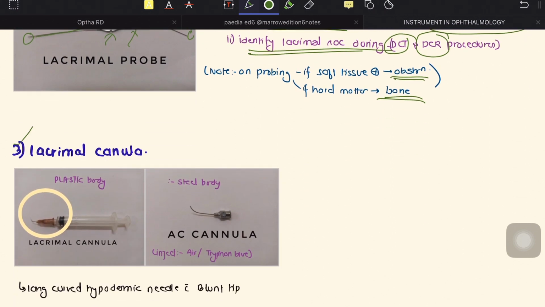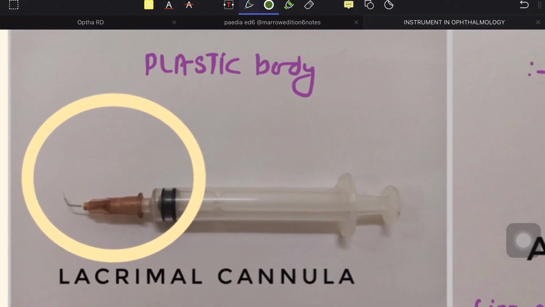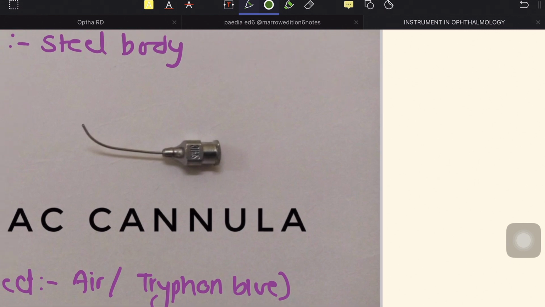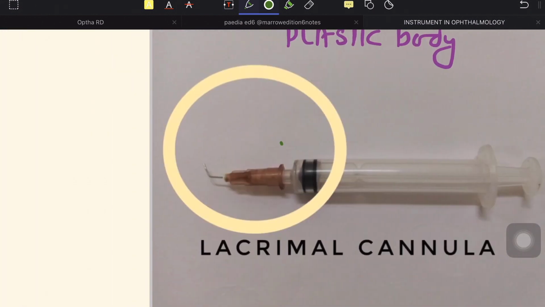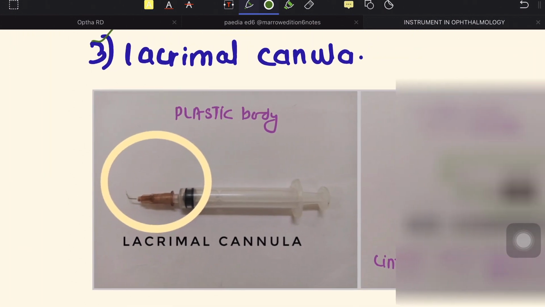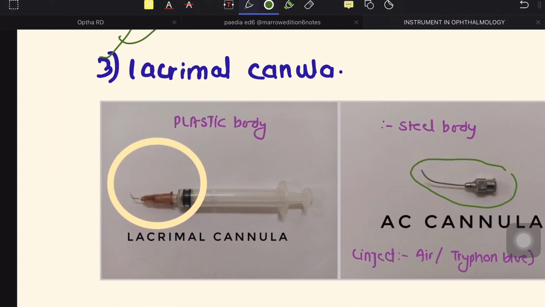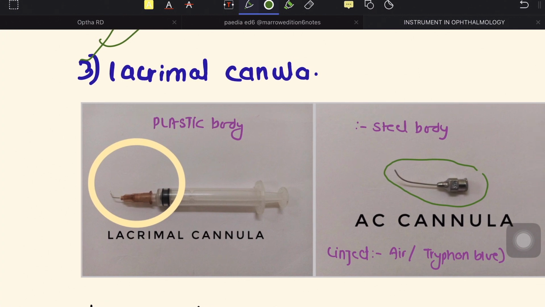The next instrument is the lacrimal cannula. A similar instrument is the AC cannula. See, the AC cannula is made from metal, whereas the lacrimal cannula is made of plastic. This is how you differentiate them, because the lacrimal cannula is made basically from a syringe by bending the tip. So it has a plastic body, whereas the AC cannula has a steel body.